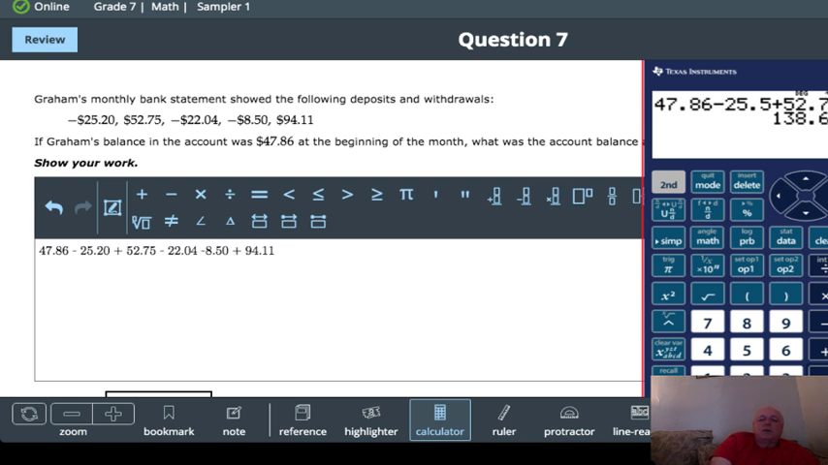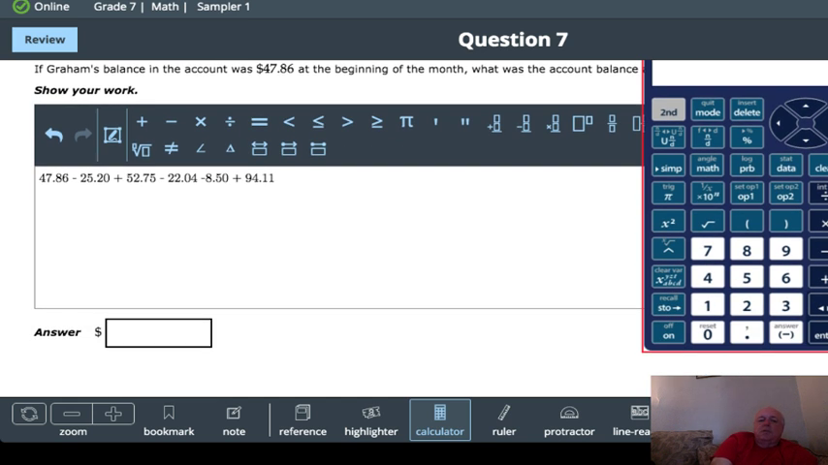What I like to do, when I do stuff like this, is I went through the numbers forward. I wouldn't mind going through them backwards just to double check that it's actually 138.68. And then you put in your answer here, 138.68. I put a comma there. All right, and that one's pretty much straightforward that way.